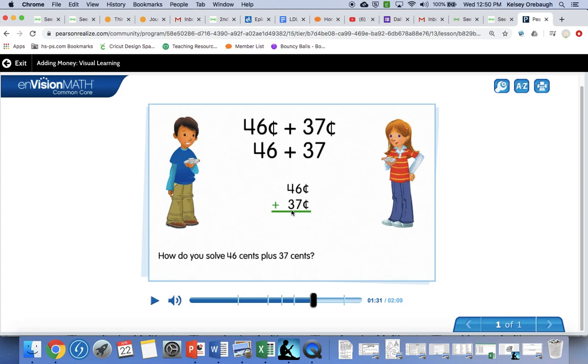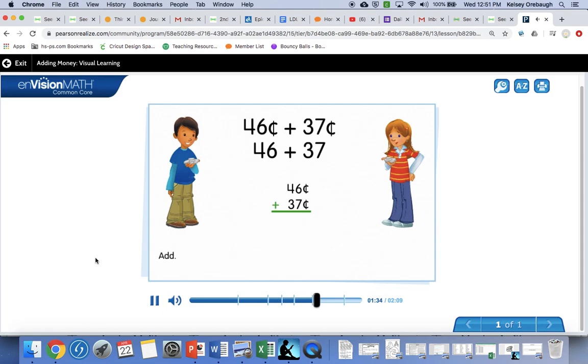Hopefully you got 13. Now remember, when you have 10 or more ones, you have to regroup them as 1 ten. So 6 plus 7 is 13. We will keep the 3 in the ones place and regroup the 1 into the tens place. Then we will add our tens. I don't have the 1 here yet, but you will see it shortly. 4 plus 1 is 5, plus 3 more is 8. So we should come up with 83, and then we will continue to keep our cent symbol there. So it will be 83 cents.